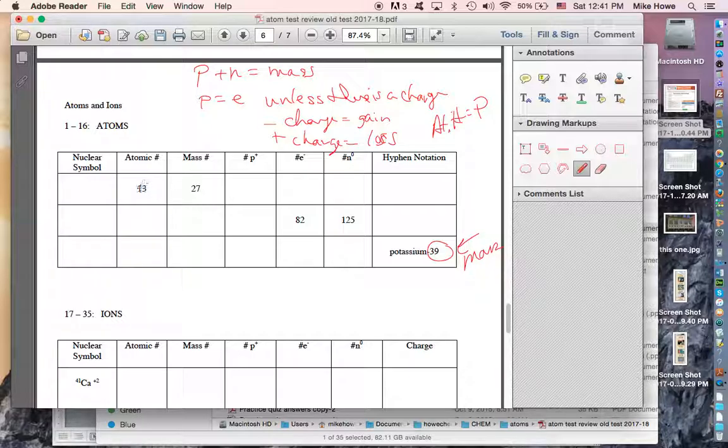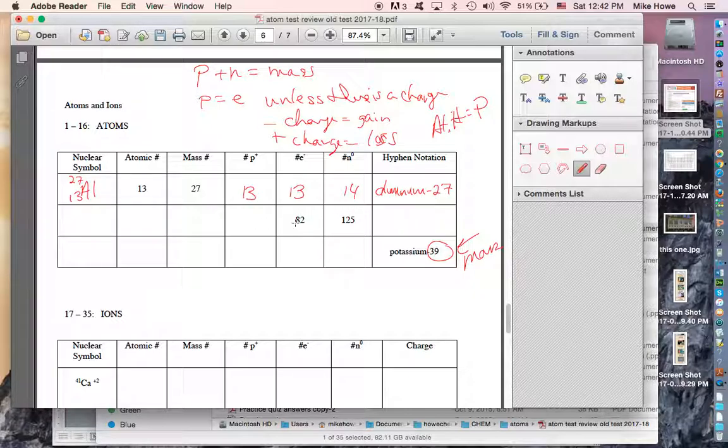All right, so here we go. Atomic number 13 is aluminum. So we're going to put aluminum and put a 13 down here for its protons. It has a mass of 27, so we can put a 27 up there. Protons are the same as atomic number. Electrons equal protons unless there's a charge. There's no charge in this chart. Neutrons: 13 plus something equals 27, so it'd be 14. And the hyphen notation is aluminum-27. Aluminum is the name and 27 is the mass.